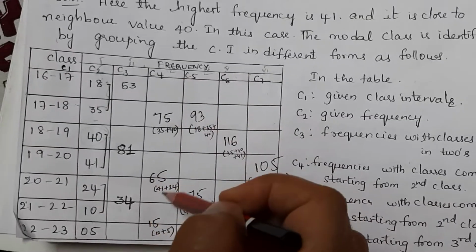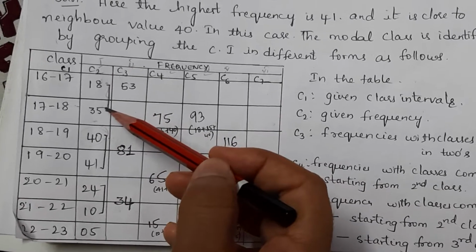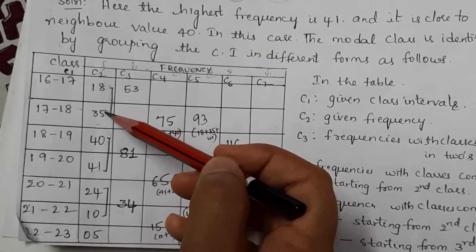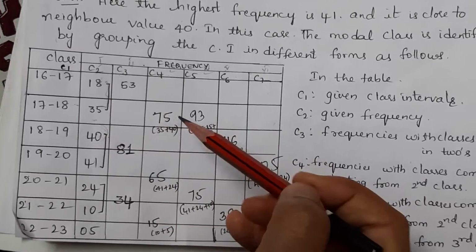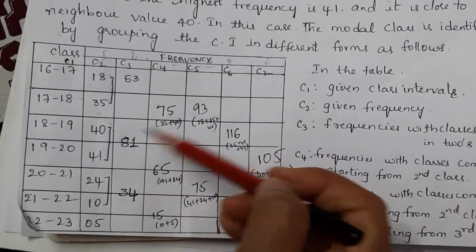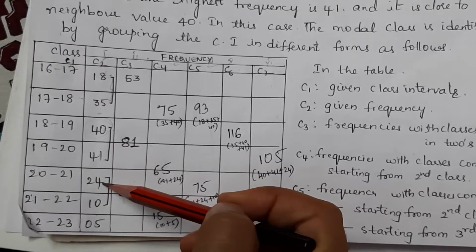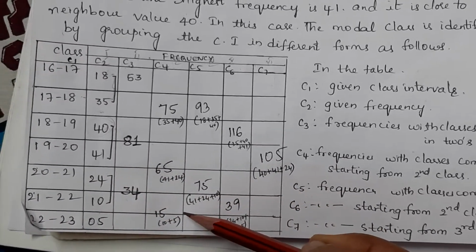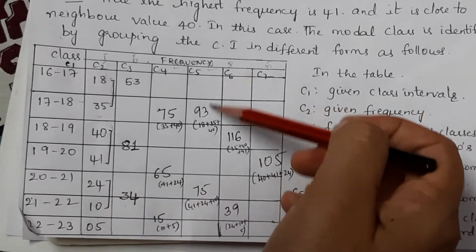Then the next column is obtained by adding these two values. We will leave the first value. By adding 35 and 40, we will get the next value 75. Then 41 plus 24 is 65. 10 plus 5 is 15. Then we'll go to the next column.